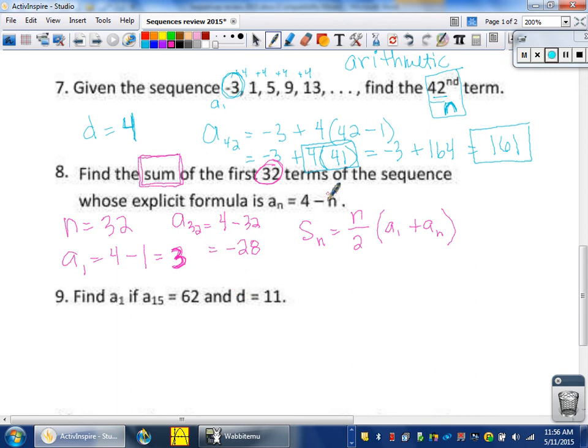If they don't give you the terms of the sequence, you need to calculate them using either this formula that they give you or the sequence formula that goes with the arithmetic. So how many terms were there? There were 32 terms. The first term was positive 3. The last term was negative 28.